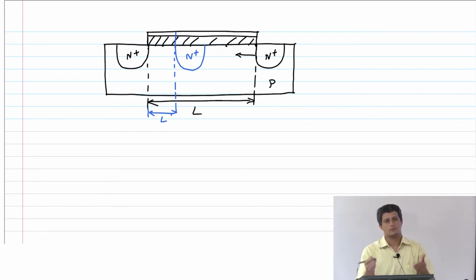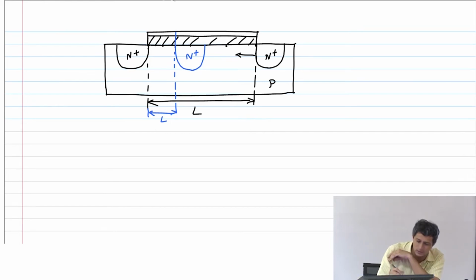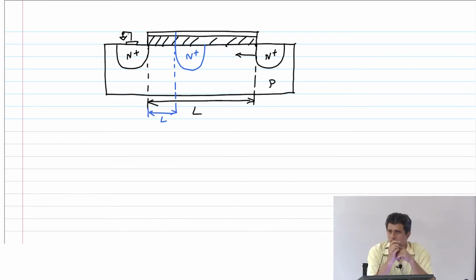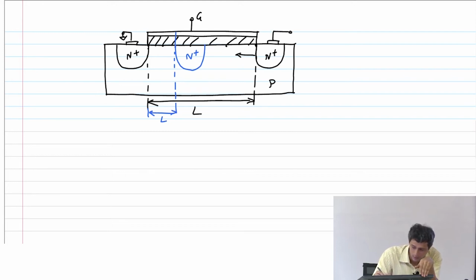Now consider the various bias conditions that we can apply on this transistor. Okay, so this is the source. Source is always assumed to be grounded because it's a reference potential by definition. Then I have a gate, and I have a drain, VD, and then I have a body terminal here, VB.